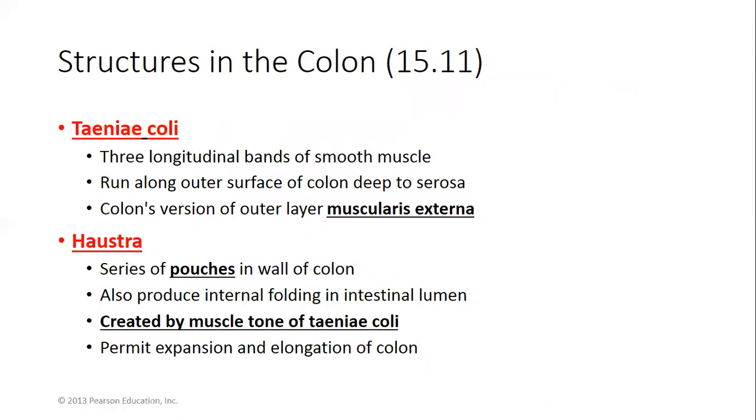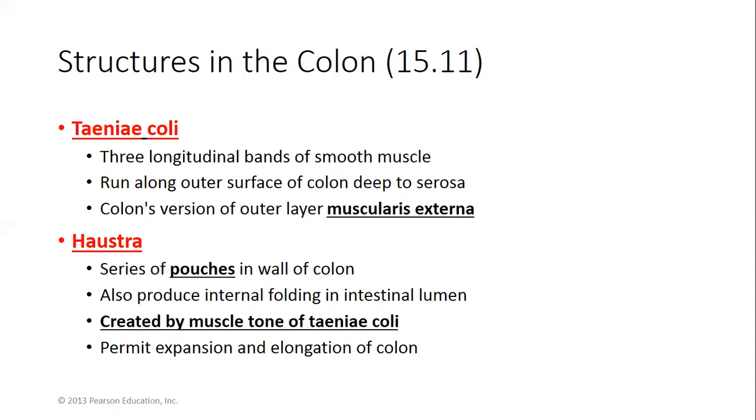Throughout the colon, there are 2 structures that are important. One is called the tenia coli, and that's basically 3 bands of longitudinal smooth muscle. The longitudinal layer of muscle in the muscularis externa is called the tenia coli. So it runs along the outer surface of the colon, just deep to the serosa, which is the visceral peritoneum. The contraction of that muscle creates pockets or pouches called haustra that produce internal folding in the intestine. And that's basically created by the muscle tone of that tenia coli. But it allows for expansion and elongation of the colon.